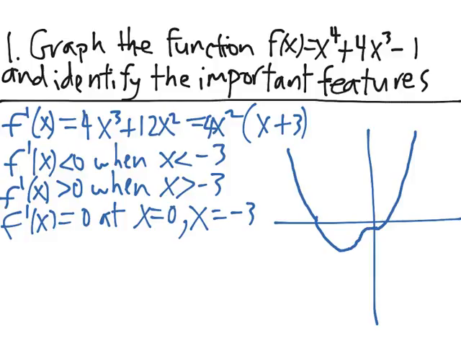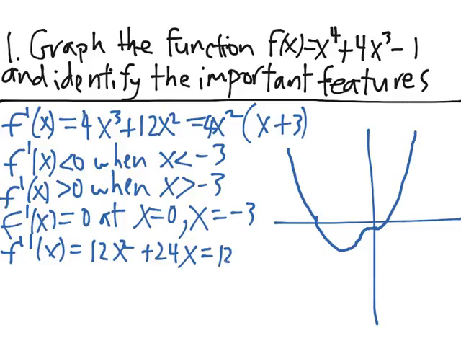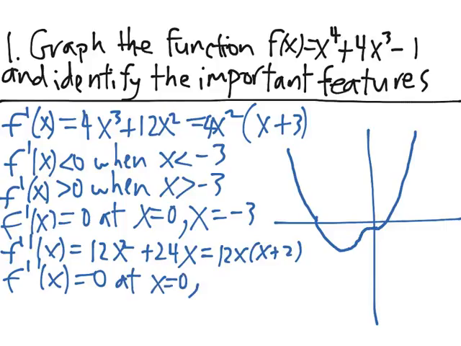Now let's take the second derivative to see if we can find any more inflection points and determine the concavity and convexity of this function. F double prime of x is equal to 12x squared plus 24x. If we write this as 12x times x plus 2, we see that f double prime of x is equal to 0 at x equals 0 and x equals minus 2.